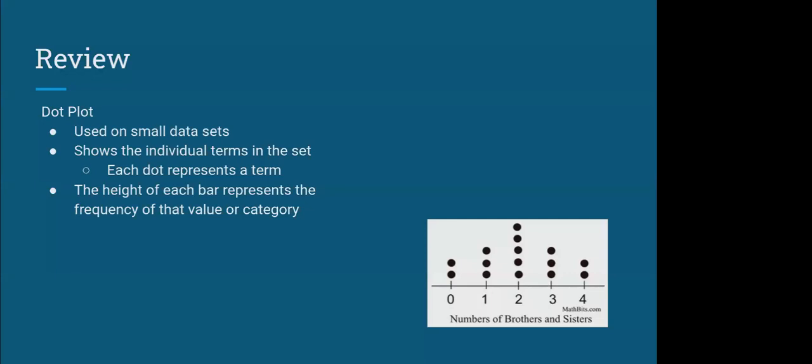So if you ever have to graph something and you need to know about the individual terms, a dot plot would be where you would go. But again, the data can't be too big, because how long would your number line be? You know what I mean? So that's why, again, the beauty of the dot plot is small sets of data, and you can see the individual terms.